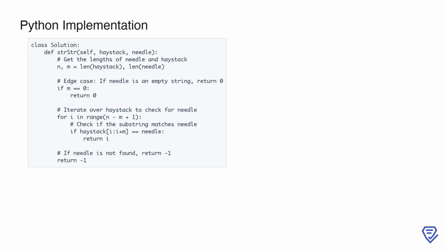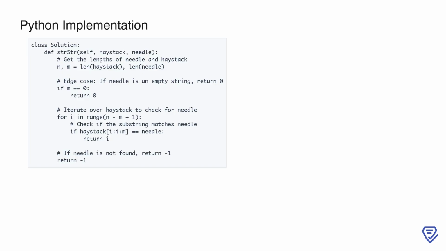The main logic uses a for loop to iterate through possible starting positions in haystack. We loop from index 0 to n minus m, ensuring that the substring extracted doesn't exceed the bounds of haystack. At each iteration, we extract a substring of length m from haystack, starting at the current index i. This substring is then compared to needle. If they match, we return the current index i as the first occurrence of the needle.